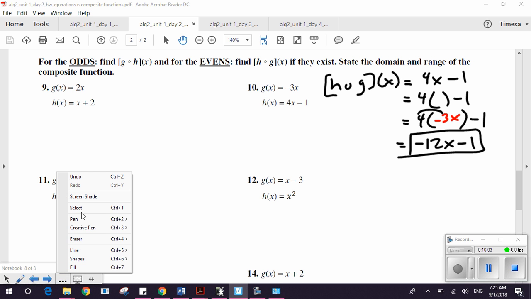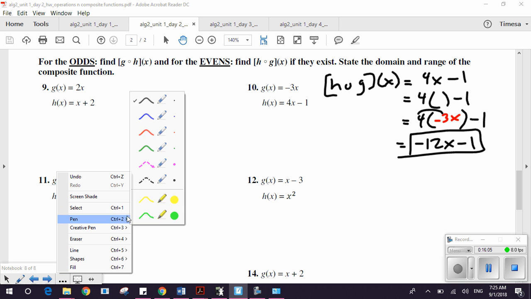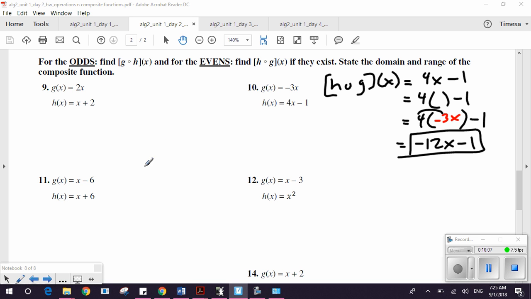Let's look at number 11. Since it's an odd problem, we're going to do g composition h. So that means g represents the outer shell for this problem. g is x minus 6. So I see that there's one x in this problem, so let's open up a parentheses for x, bring down everything else. Now let's fill in the parentheses with the inner function h.